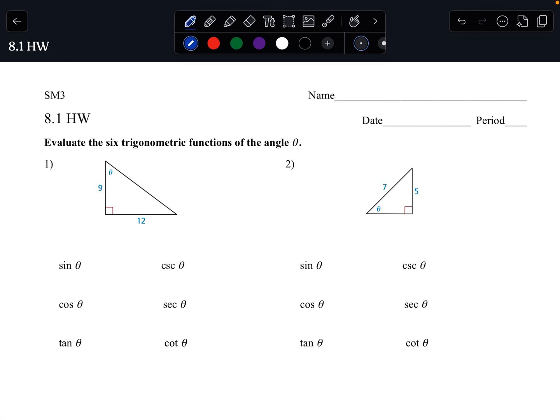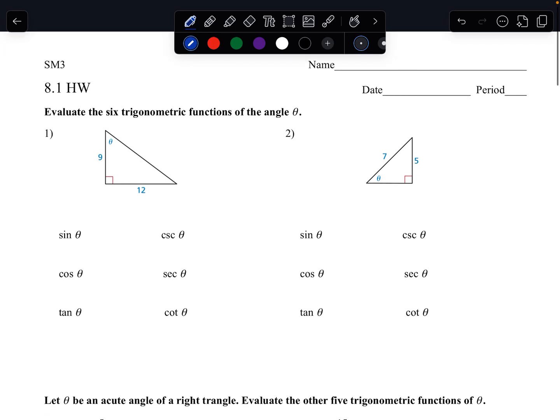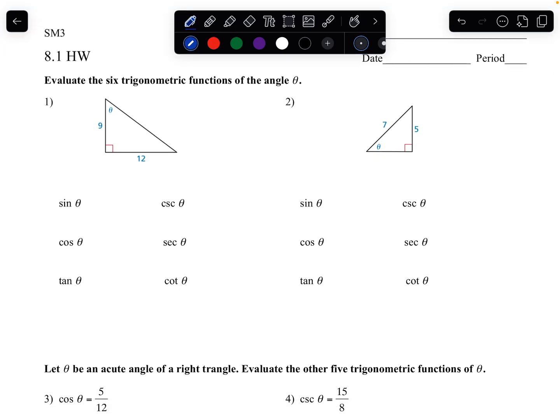Hey guys, I'm going to go over the 8.1 homework. Just going through some trigonometry: sine, cosine, tangent, cosecant, secant, and cotangent.